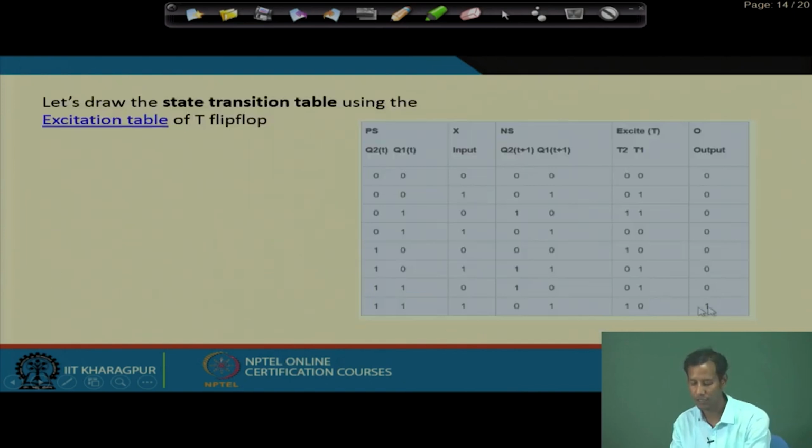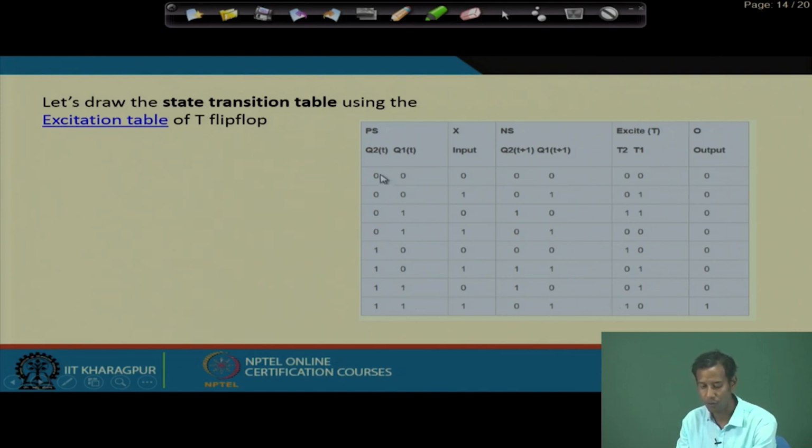That means, for this particular 1 1 1, the output is 1, and in the rest of the cases all are 0. Okay. So, when Q1, the present state, is 0 to 0, for the T flip flop this is 0; 0 to 1, this is 1; 1 to 0, again 1; 1 to 1, this is 0 in the T flip flop. For the next, 0 to 0 is 0, 0 to 1 is 1, 1 to 0 is 1, and 1 to 1 is 1.